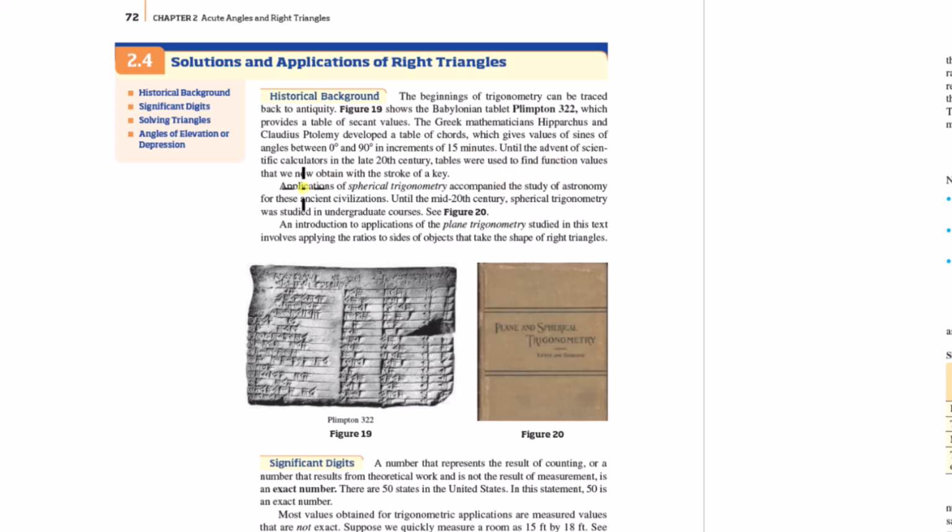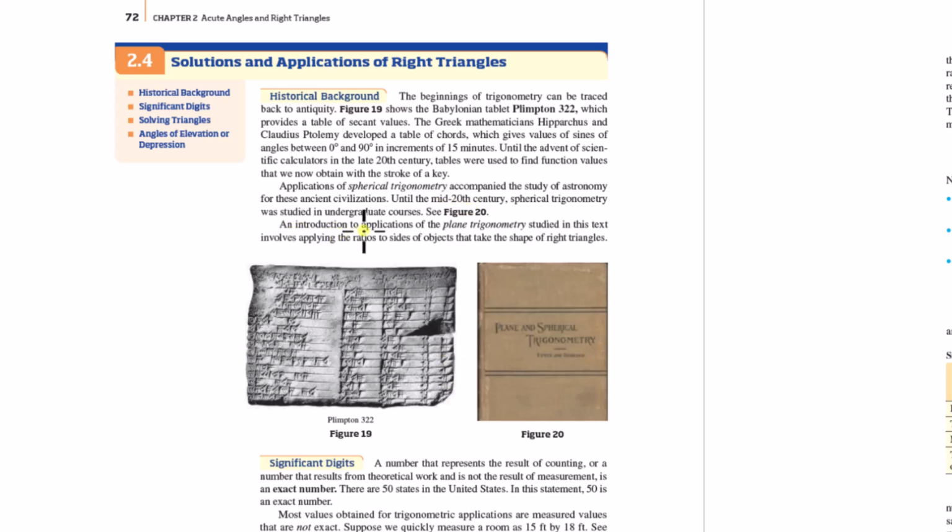Until the advent of scientific calculators in the late 20th century, tables were used to find function values that we now obtain with the stroke of a key. Applications of spherical trigonometry accompanied the study of astronomy for these ancient civilizations. Until the mid-20th century, spherical trigonometry was studied in undergraduate courses. That's interesting. So, spherical trigonometry was typical for undergraduate courses until the mid-20th century.